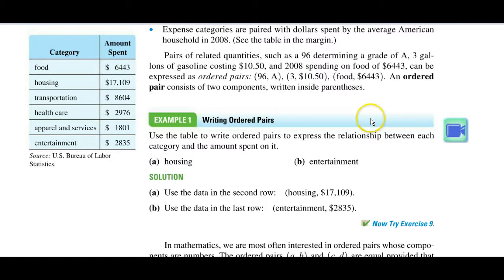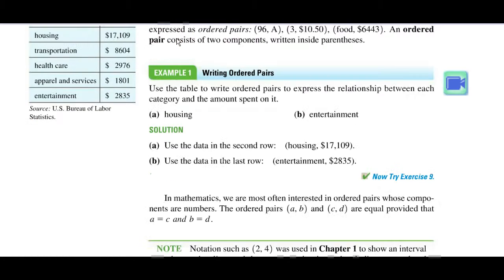So we look at our category housing, and this is what was spent on it. And when we put that in an ordered pair, housing, and that was what was spent on it. And then entertainment, and what we spent on it. So this is just a way to take data from everyday life and then convert it, in a sense, to a mathematical expression, in this case an ordered pair.